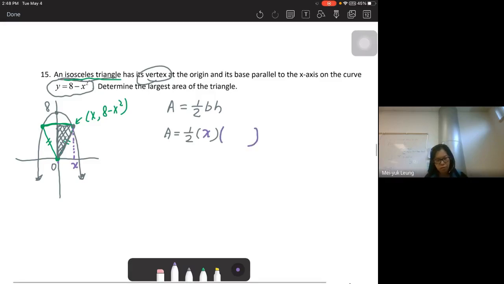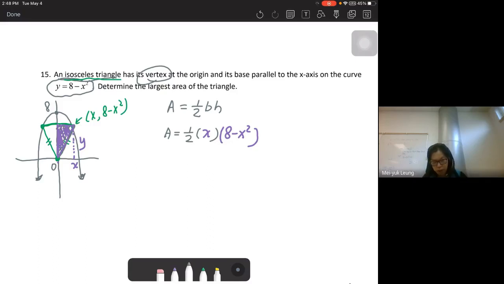So the base of this triangle, the height of this triangle, it's the y coordinate. All right, so this is 8 minus x squared, and then times 1x. So divided by 2, that would be the area of this half, like this shaded triangle. Okay. All right, so I'm going to look at this.